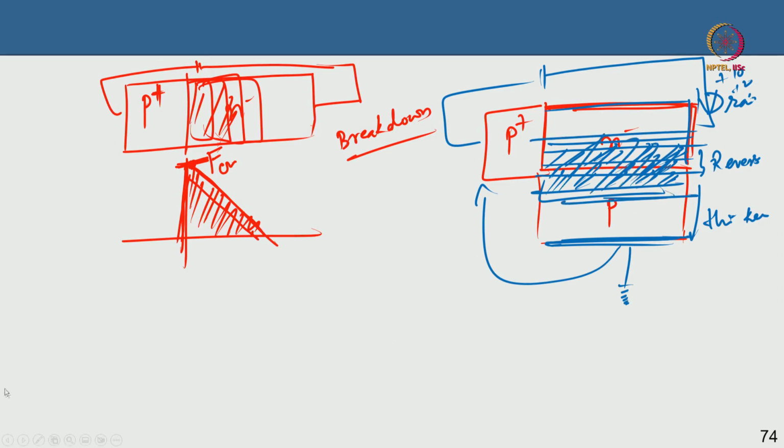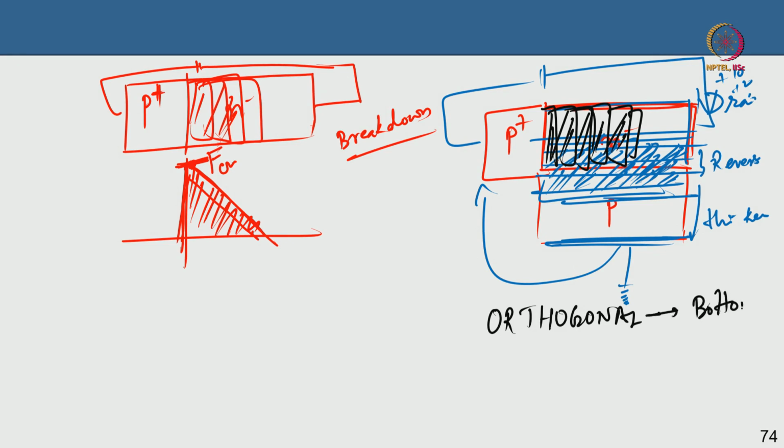However, your lateral depletion also extends this side. While you are applying the drain bias more and more, not only is the vertical junction depleting, the lateral junction is also depleting, correct. So there is an orthogonal depletion that is happening, correct. There is a depletion from the bottom PN junction. There is also depletion from the side, the left side also you are depleting, both depletions are happening.